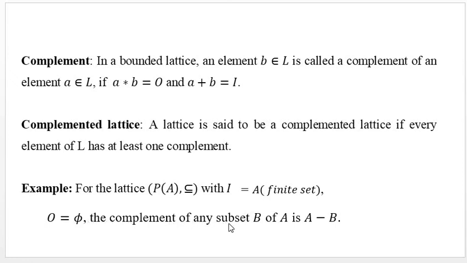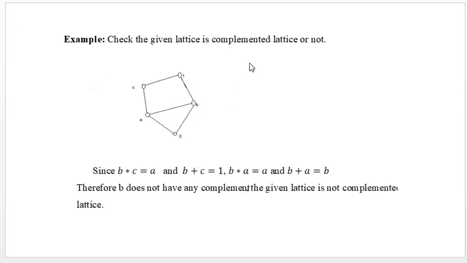The complement of any subset B of A is A minus B. So in this example, B star C equal to the null set and B plus C equal to 1. B star A equal to B and B plus A equal to A. Therefore, B does not have any complement. So the given lattice is not a complemented lattice.